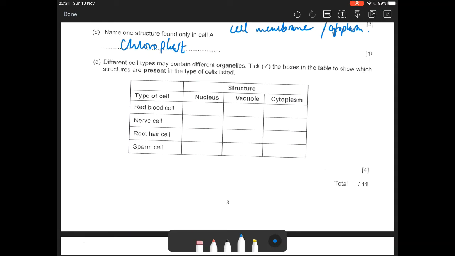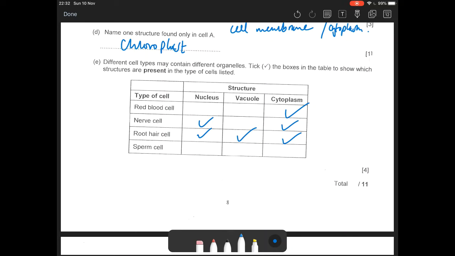As different cell types may contain different organelles, tick the boxes in the table to show which structures are present in the type of cells listed. Red blood cells don't have a nucleus. They don't have a vacuole, but they do have a cytoplasm. A nerve cell, it's an animal cell again. It has a nucleus, doesn't have a vacuole. It's not a plant cell, but it does have cytoplasm as well. Root hair cell, you can look above. It's got a nucleus. It's definitely got a vacuole this time, and it's got a cytoplasm.